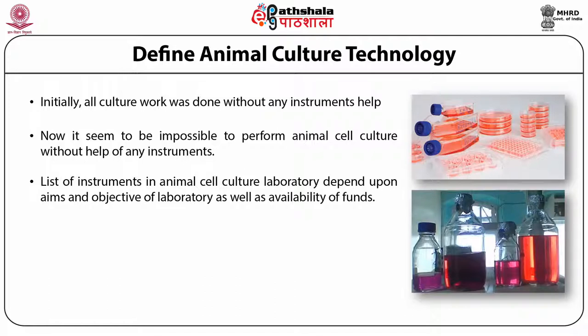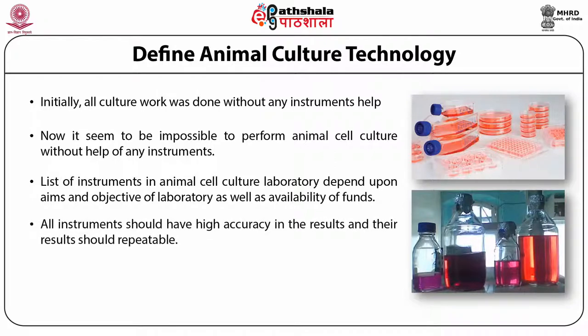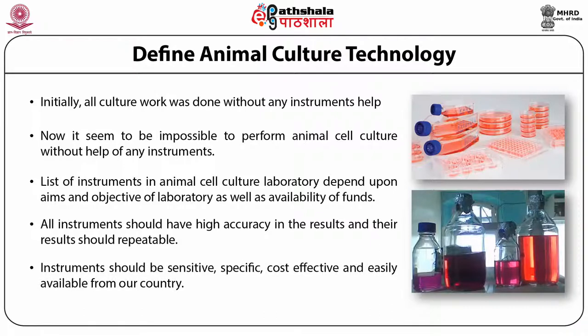If you have limited funds available, then you require a list of which instruments should be prioritized and which should be purchased at a later stage. All the instruments should have high accuracy in the result, and their results should be repeatable through the experimental system. Instruments should be sensitive, specific, cost effective, and easily available in your country, so you can purchase anytime from your region and utilize them in your animal culture laboratories.